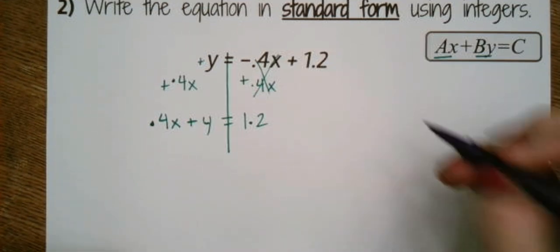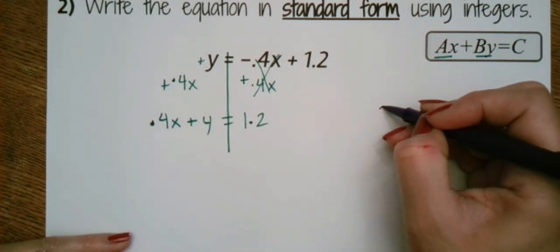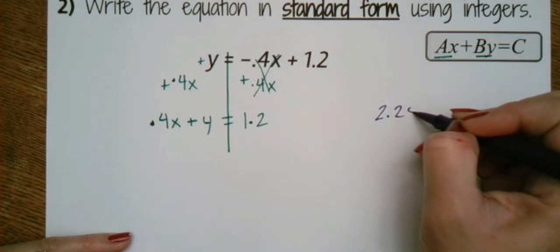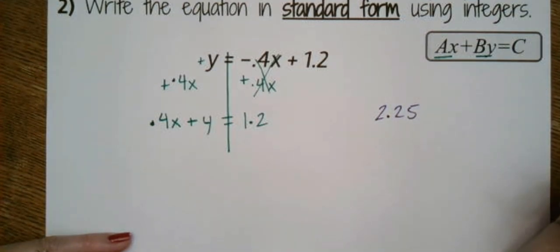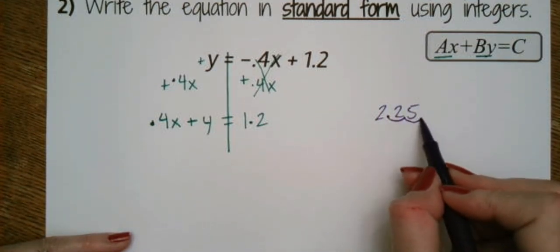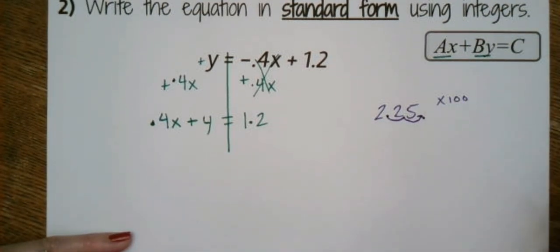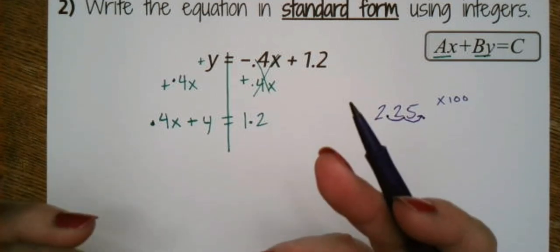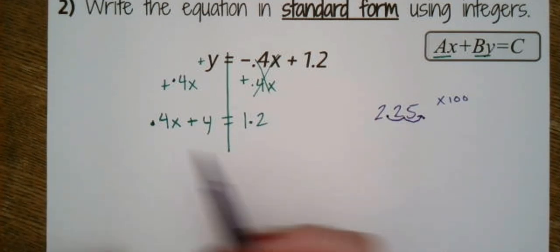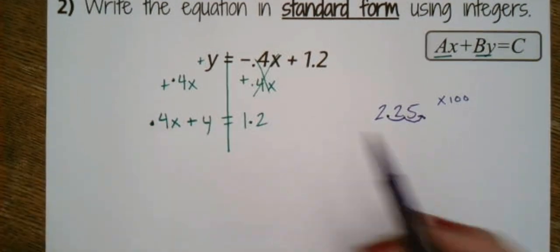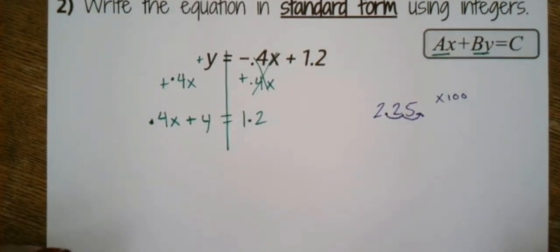Now, of course, if I had like 2.25 and I want to make that a whole number, I'd have to move the decimal point 2 places to the right, meaning I'd have to multiply by 100. Okay, so you're simply multiplying by a power of 10. If you want to move the decimal point one place, multiply by 10. You want to move it 2 places, multiply everything by 100.